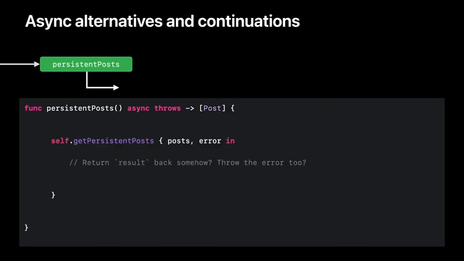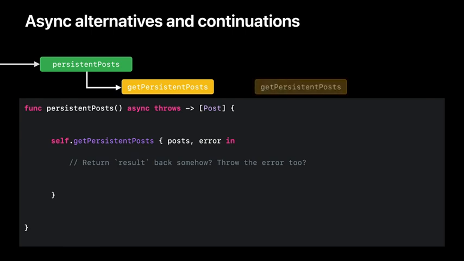Next, we call the completion handler version of getPersistentPosts, and, well, now we're stuck. We need to return the result from the callback back to the places awaiting calls to the async persistentPosts function. Not only that, those callers are in a suspended state. We need to make sure to resume them at the right point in time and with the right data so that they can get on with the rest of their work.